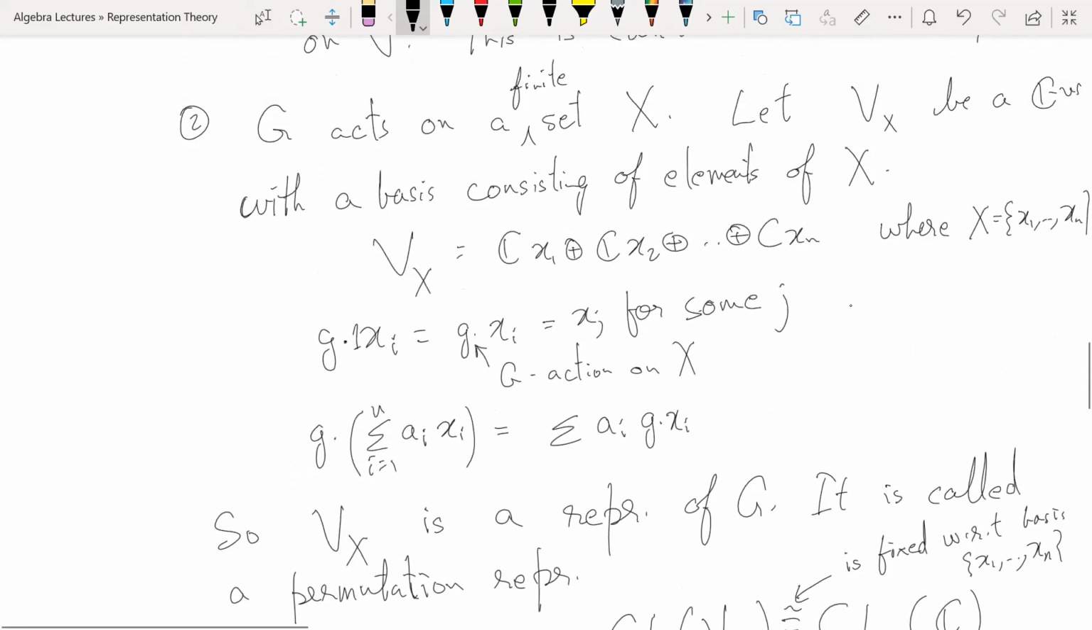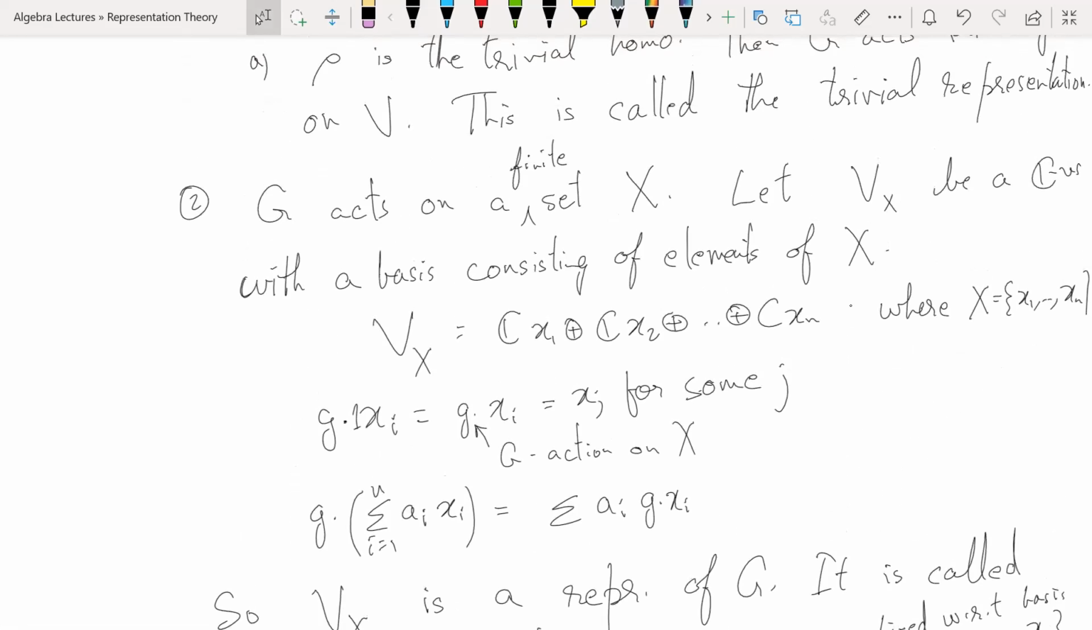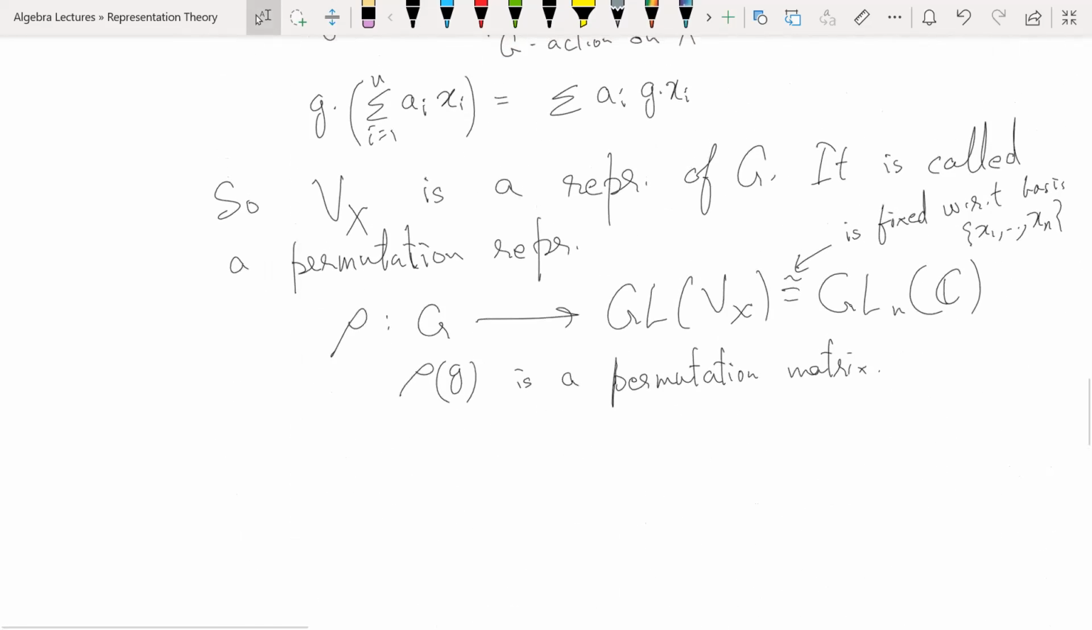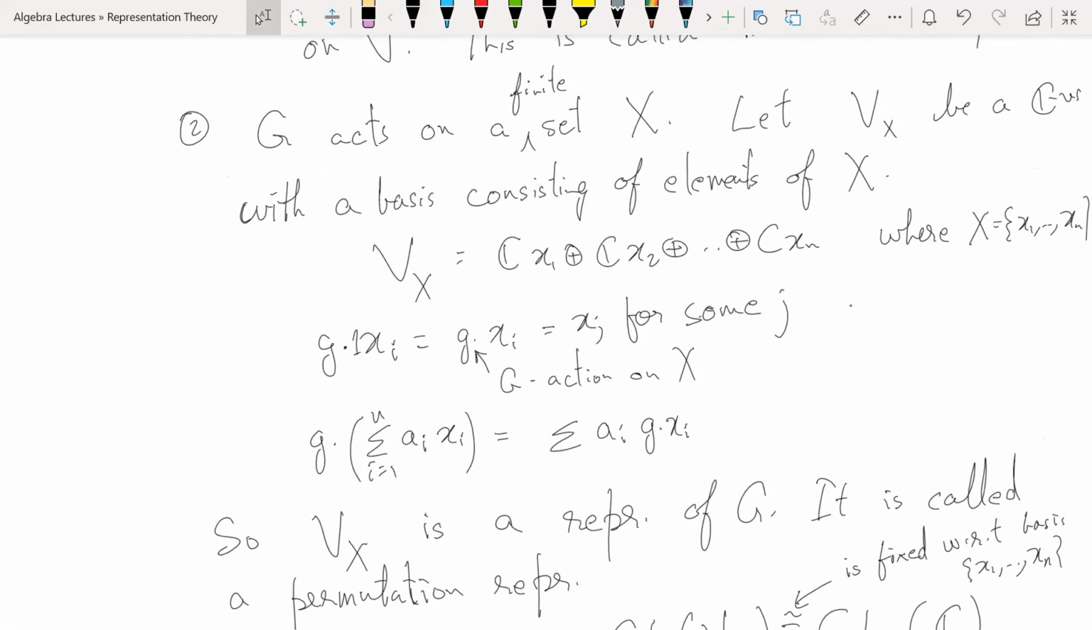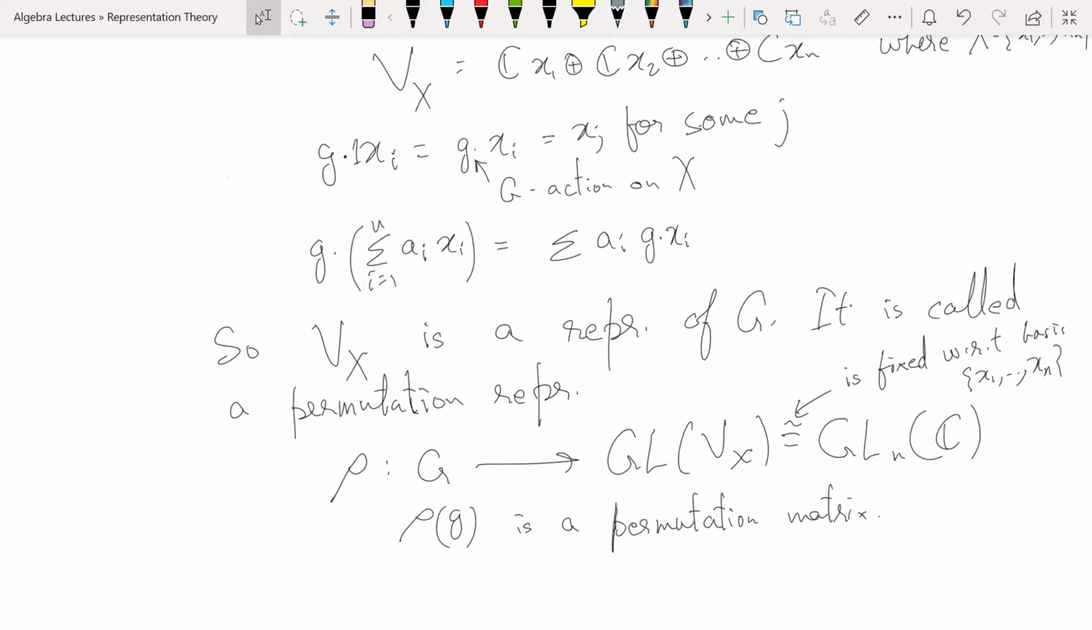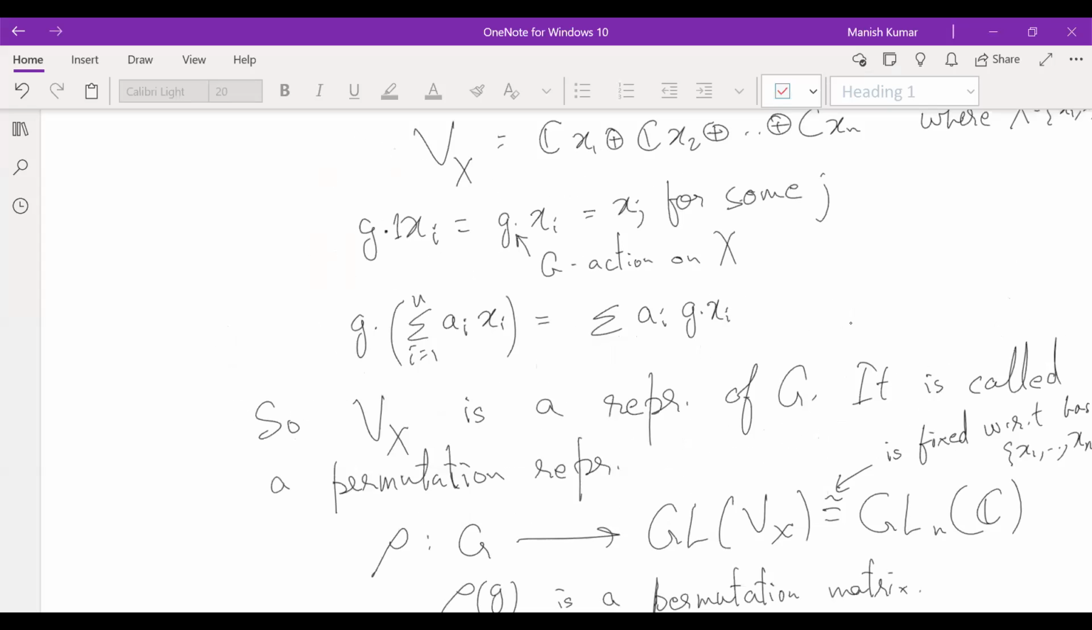So this action gives a map from G to, let's say, Sx, and Sx sits inside GL(Vx) nicely under this permutation. This composition is basically your representation. So there's no mystery to it. Any questions?